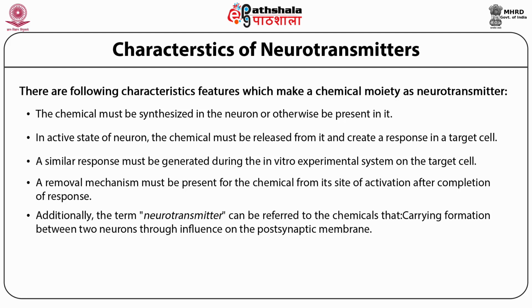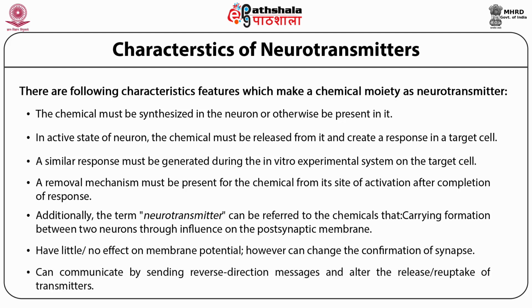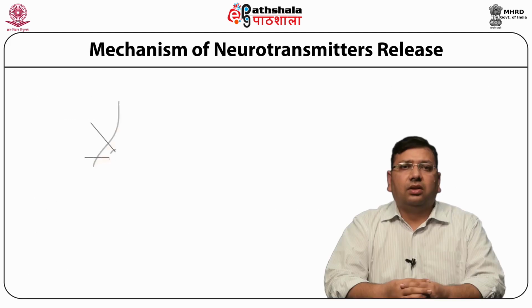Additionally, the term neurotransmitter can be referred to chemicals that carry information between two neurons through influence on the postsynaptic membrane, or they have little or no effect on the membrane potential. However, they can change the conformation of the synapse. Number 3. They can communicate by sending reverse direction messages and alter the release or reuptake of transmitters.